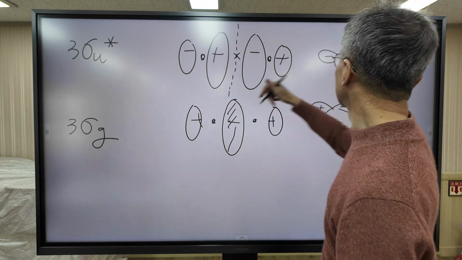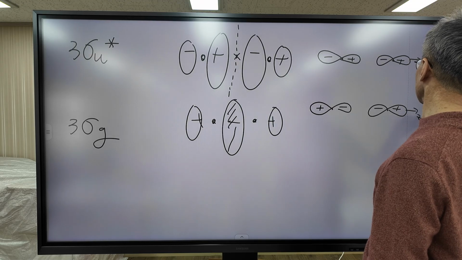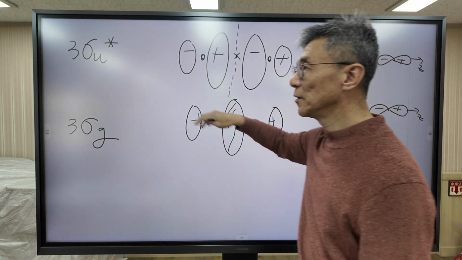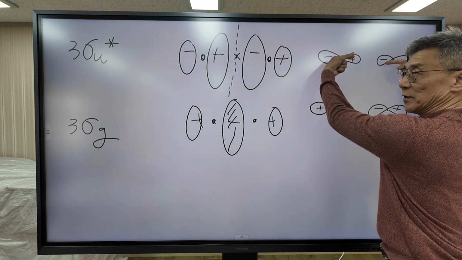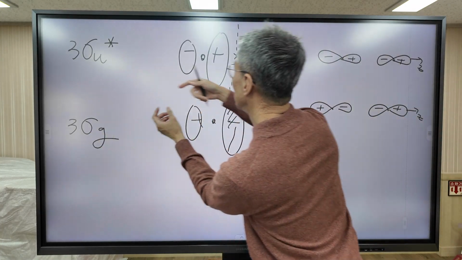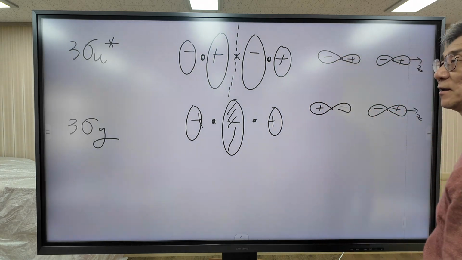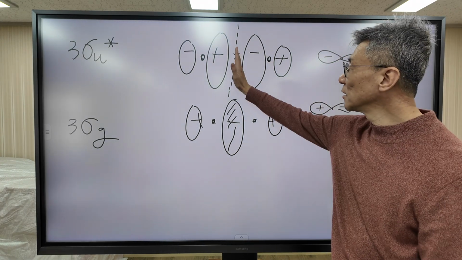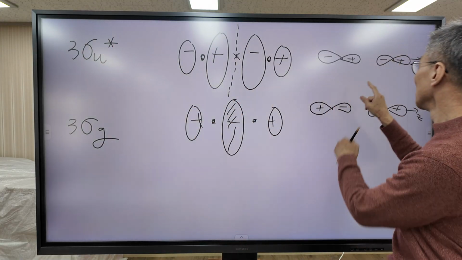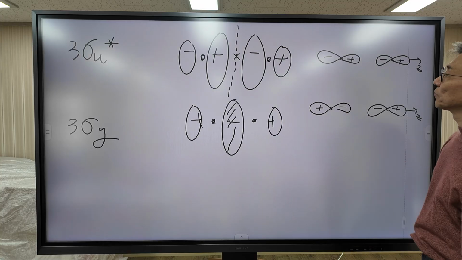For this orbital, this is the g-axis. When I go to infinity, you obtain two pg orbitals, right? As I said before, there's a nodal plane for the 3 sigma u orbital. So you have opposite sign here, and the same sign here.